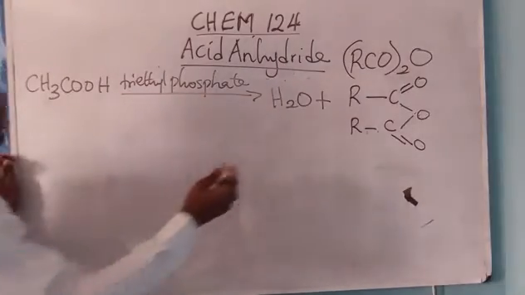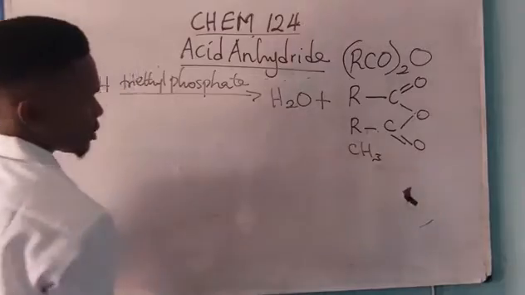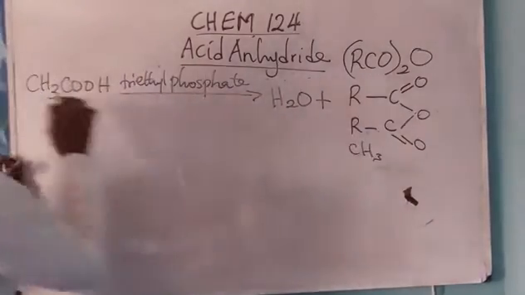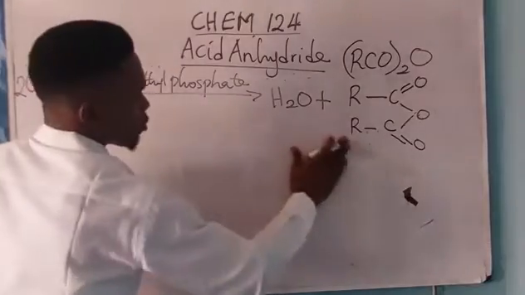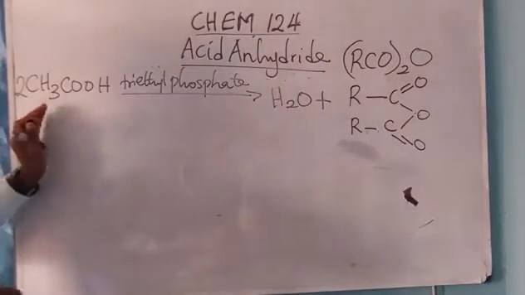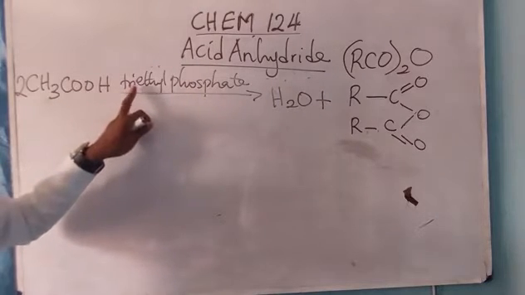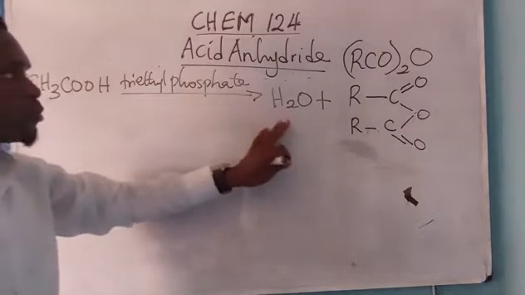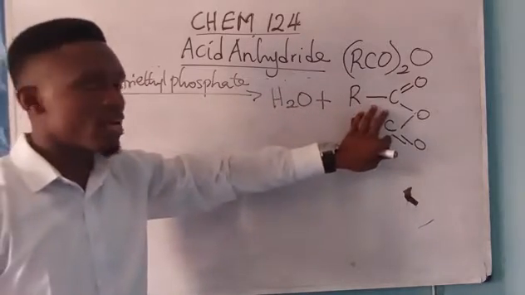Know that this arrow stands for CH3. So you have 2 CH3. So I'll put 2 here, and automatically the equation is balanced. So please, the dehydration of a carboxylic acid in the presence of a triethyl phosphate is used to produce acid anhydride.